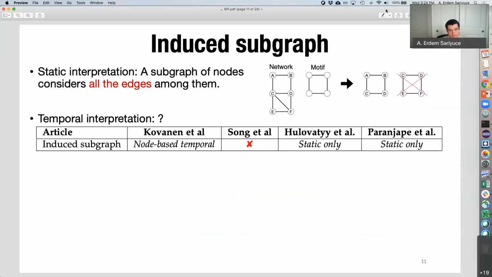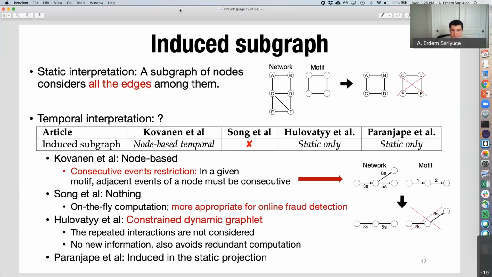But in the temporal sense, it's a bit hard because you have this limitation for the motif on the number of nodes and the number of edges you allow, and including everything that has been occurring among those nodes in a specific time interval cannot work if more edges are happening than the limit you impose. So there are some workarounds brought by those works. To summarize them briefly, in Kovanen et al.'s paper, they discussed something called the consecutive events restriction, which is more like a node-based temporal inducedness.